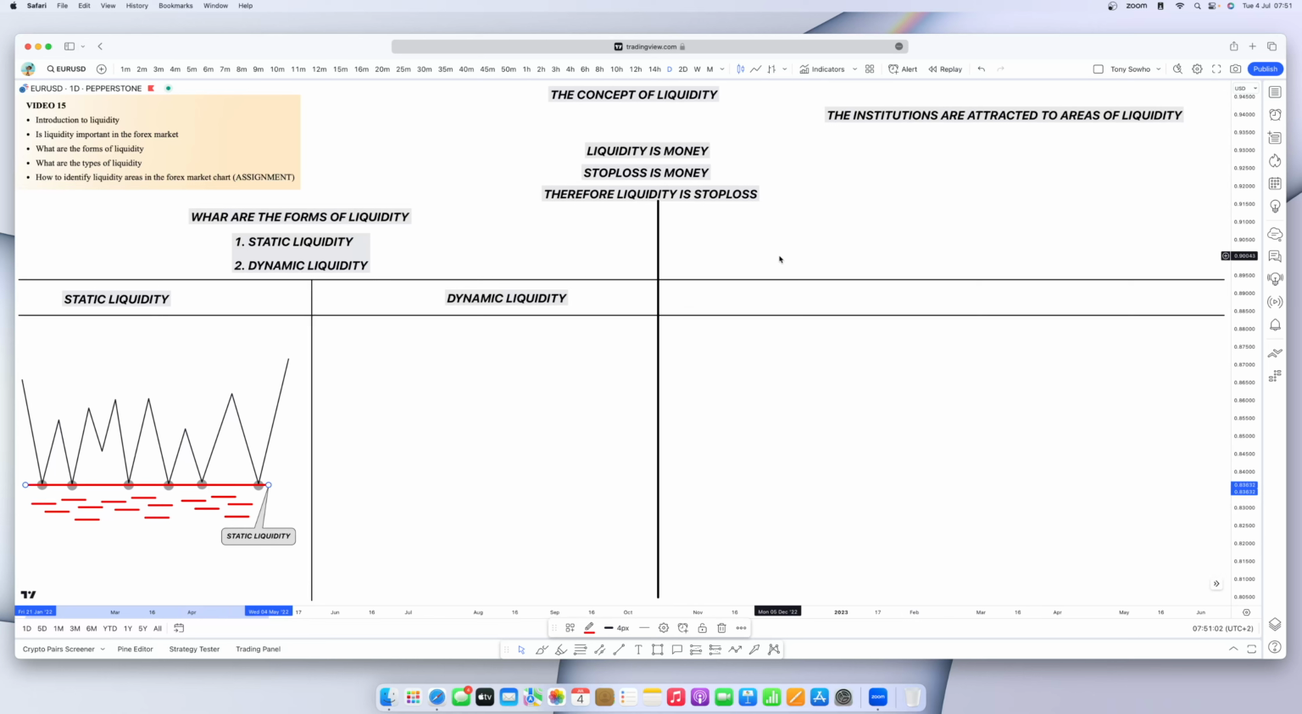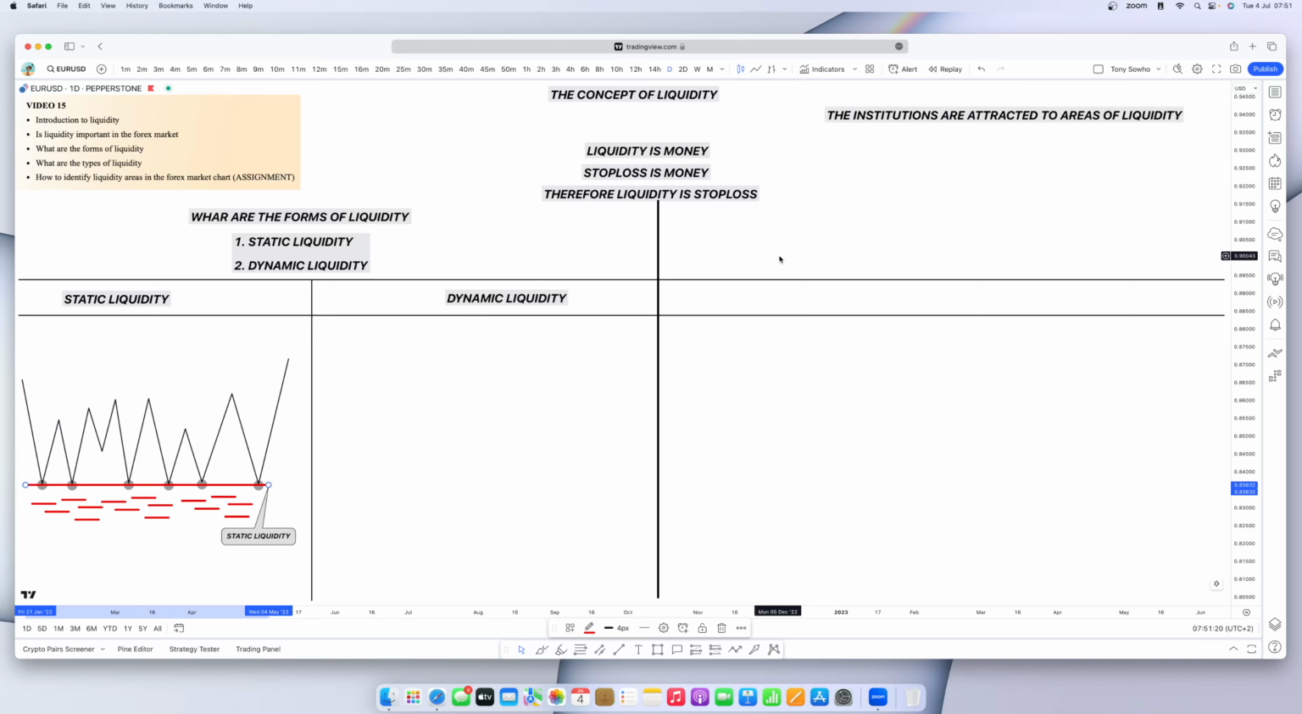So think of something you are addicted to. It's something you hardly can do without. I mean, once you see it, you are always attracted to it. Think of it that way. That's how the institutions are attracted to liquidity. So when they see this liquidity like this, they will come for it.